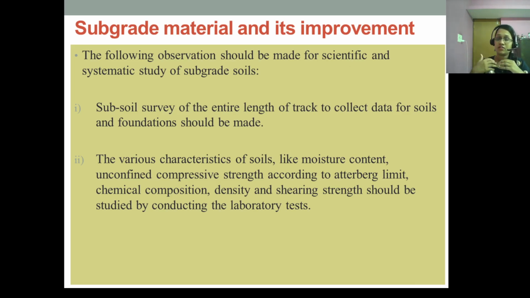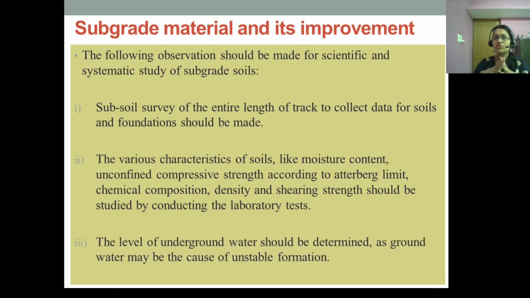What are the different characteristics of soil, such as moisture content, unconfined compressive strength, Atterberg limits, chemical composition, density and shearing strength? These should be studied by conducting laboratory tests. Then the level of the underground water should be determined, as groundwater may be the cause of unstable formation. The best choice of material for subgrade improvement is better soil obtained from borrow pits in nearby land, or by importing a better type of material and providing a layer of the same between the ballast section and the subgrade.